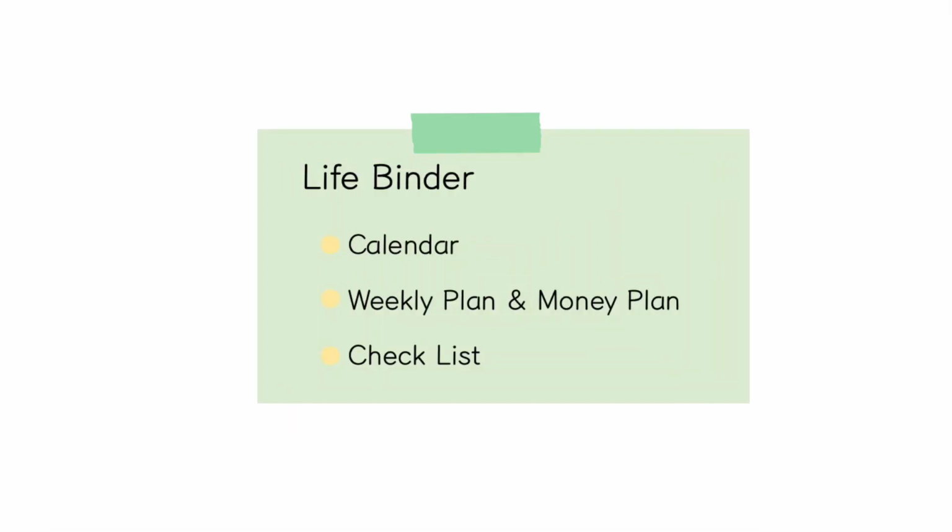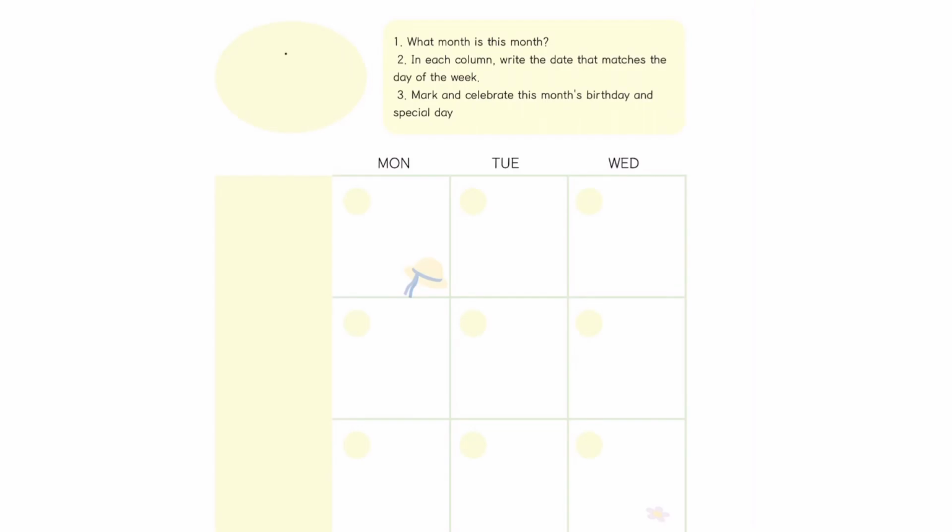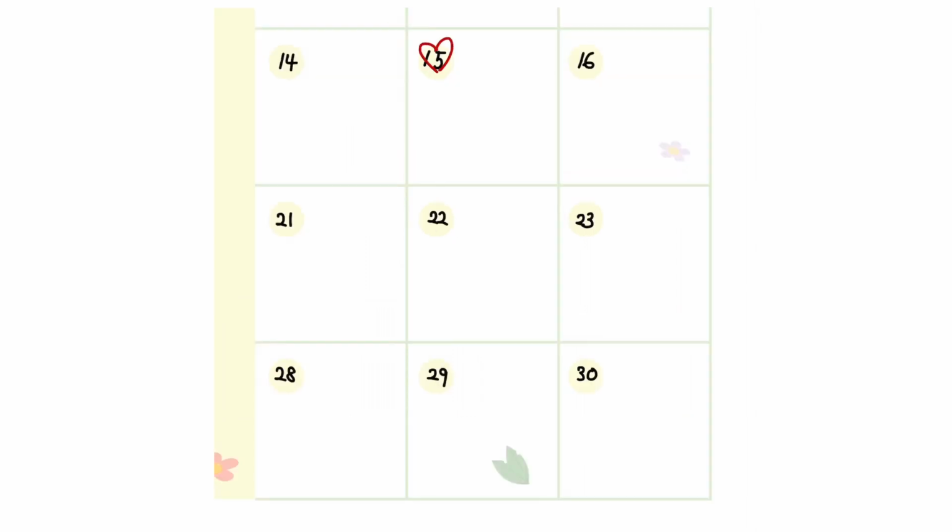The life binder consists of calendar, weekly plan and money plan, and checklist. Let's take a look at the calendar first. Do you see a lot of blank spaces from the calendar? You will fill this calendar one by one. First, write the month in the large circle in the upper left corner and then write the date that matches the day of the week.